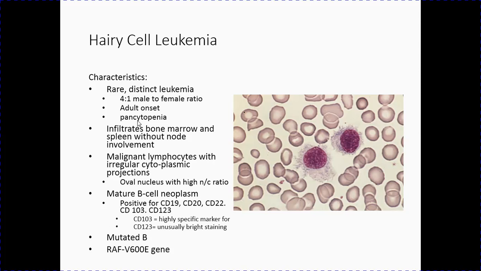The hairy cell leukemia is known for the fact that it infiltrates the bone marrow and the spleen, but in both cases without any node involvement. So you're not going to find any of these hairy cells out in the lymph nodes, which is unusual.